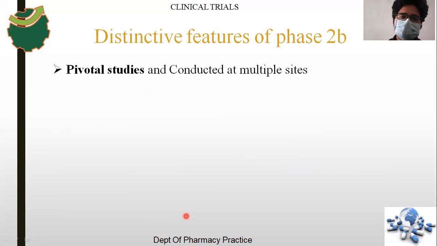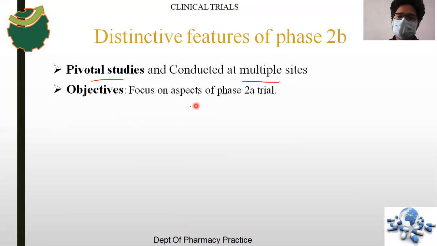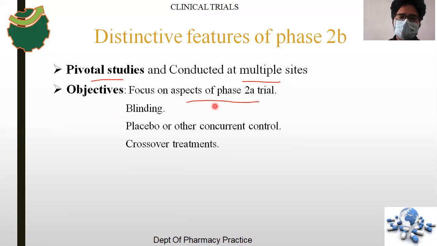Next is 2B. When you see 2A, it was a pilot and a single site, but 2B was pivotal, which was big, and you are going to do it at multiple sites. Next, the objectives focus the same as 2A, and we'll be following the blinding studies. We'll use placebo or other concurrent medicament or inactive treatment for the control group, and the test group will be having the new active drug, and the control will be placebo or a concurrent drug.